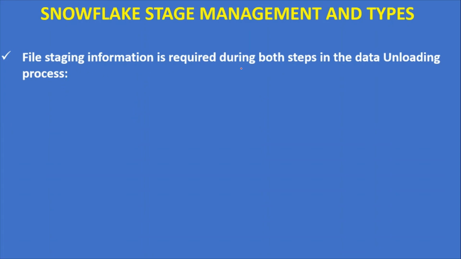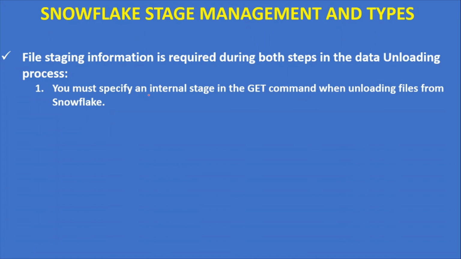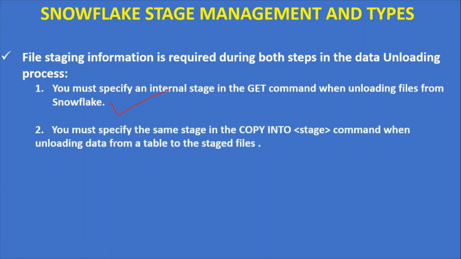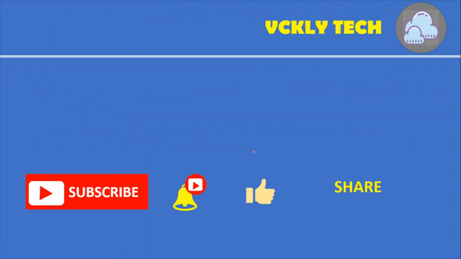File staging information is required during both steps in the data unloading process also. You must specify the internal stage in the GET command when unloading files from Snowflake tables. You must specify the same stage in the COPY INTO stage command when unloading data from a table to the staged files.